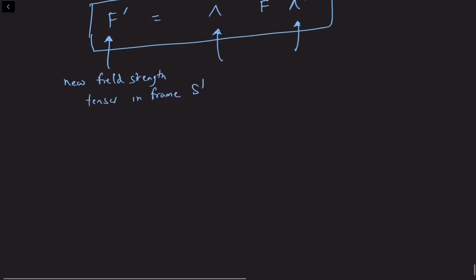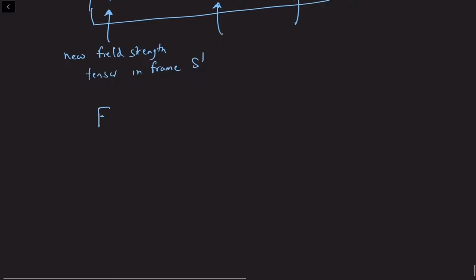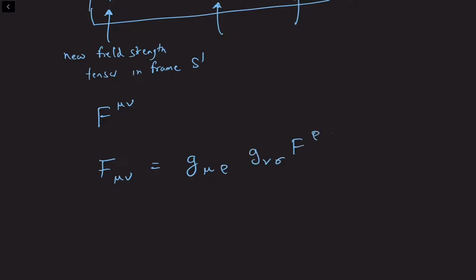And of course, once we have the contravariant field strength tensor, we can also define the covariant field strength tensor, F mu nu, using the matrix g, the metric, to lower and raise indices. So we can define something like this, which gives us the covariant field strength tensor.